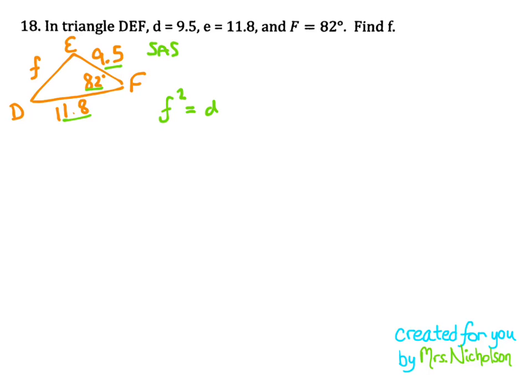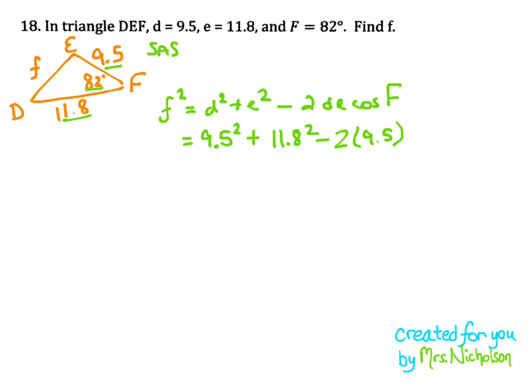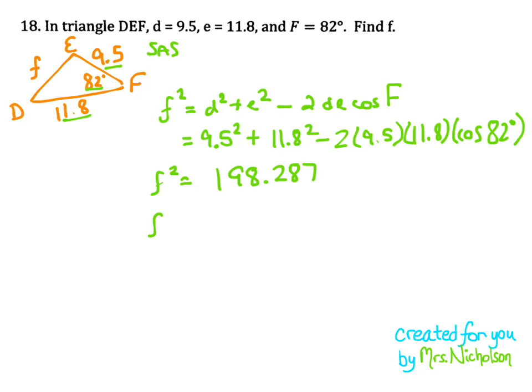F squared is going to be equal to D squared plus E squared minus 2DE cosine F. And so that's equal to 9.5 squared plus 11.8 squared minus 2 times 9.5 times 11.8 times cosine 82. And if we put that all in the calculator, we get F squared is equal to 198.287, which is obviously not the answer. We need to square root, and F is equal to 14.081.